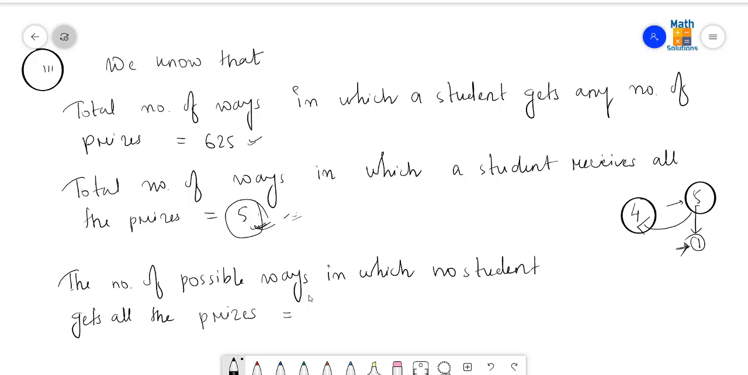Only 5 students can receive all the prizes, yes or no? So 5 options are there. So from 625 we need to subtract this 5, and this results into 620. So in our hand there are 620 possible ways in which none of the students can get all the 4 prizes. This is the answer. So here we discussed a few extra questions on the fundamental principle of counting. Thank you.